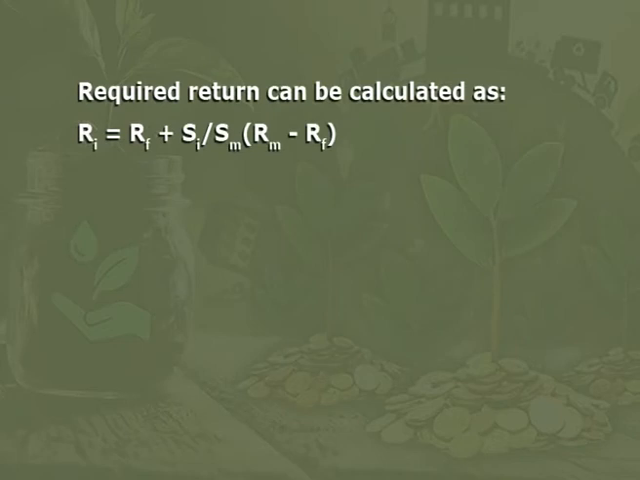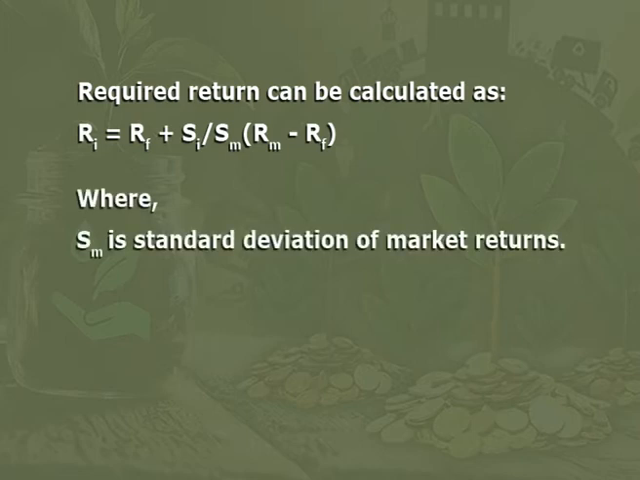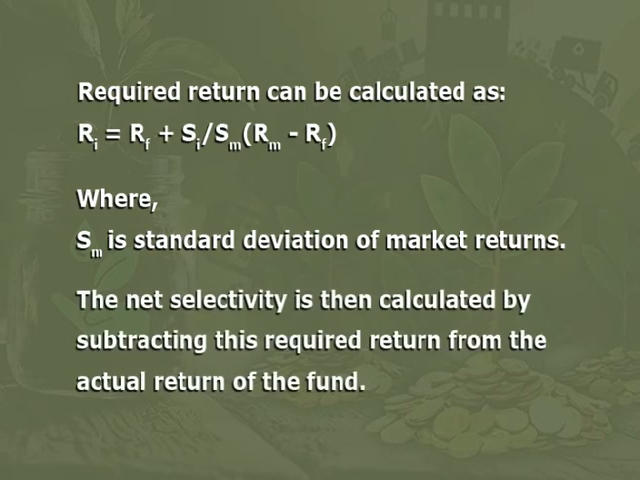Required return can be calculated as RI is equal to RF plus SI divided by SM multiplied by RM minus RF, where SM is the standard deviation of market returns. The net selectivity is then calculated by subtracting the required return from the actual return of the fund.